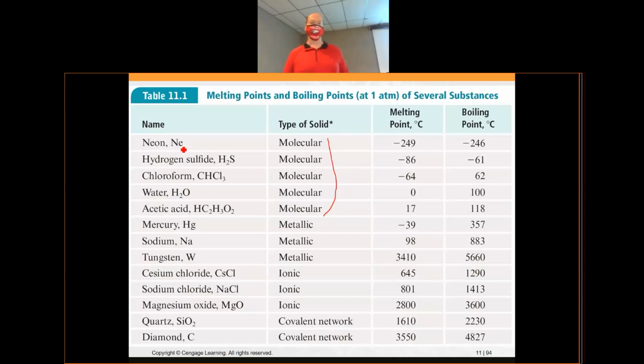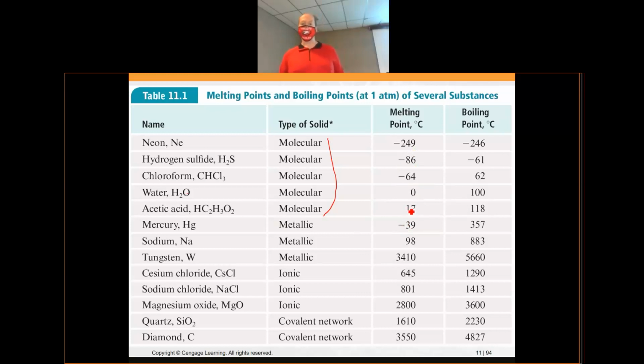So these are all nonmetals like neon, hydrogen and sulfur, carbon, hydrogen, chlorine, hydrogen, oxygen. Acetic acid, remember that it was made with acetate, but acetic acid is a weak acid. Weak acids stay together, they do not ionize. And so acetic acid is a molecular solid. And you'll notice the melting points, minus 249, minus 86, minus 64, 0, 17.